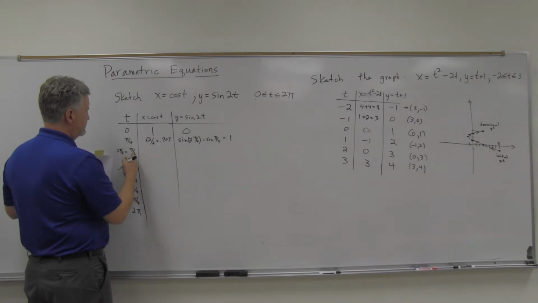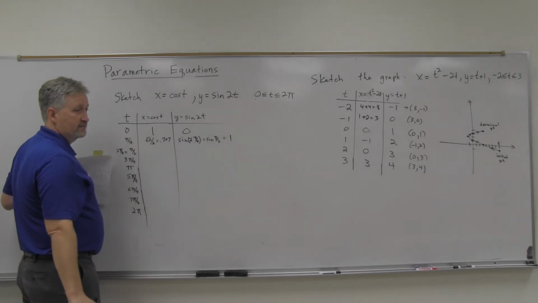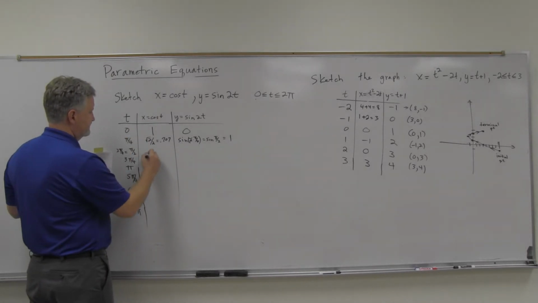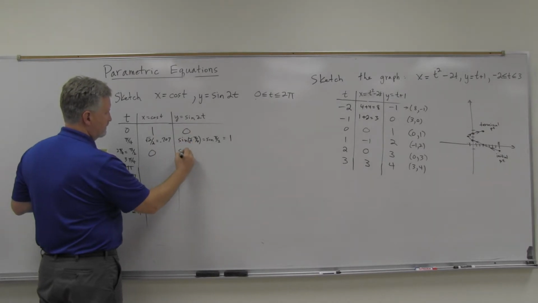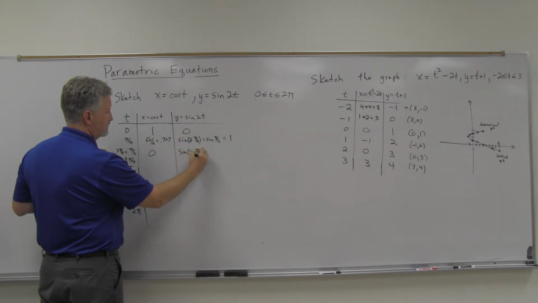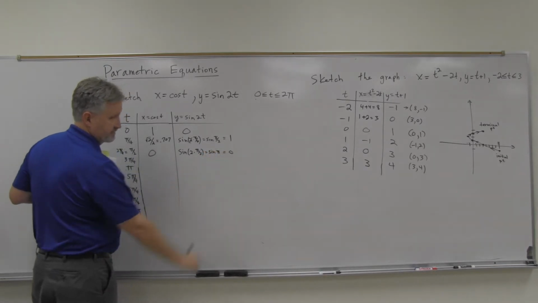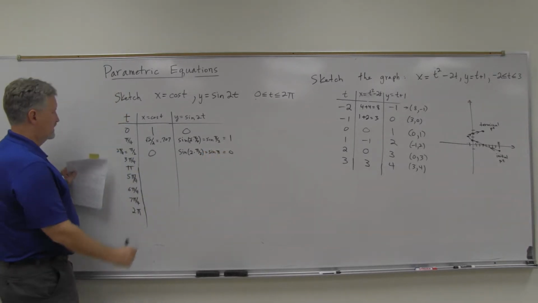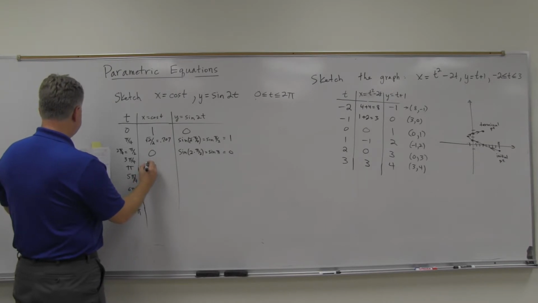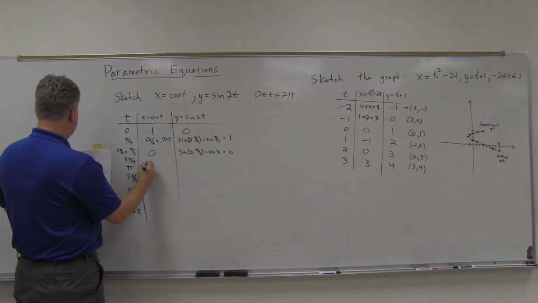All right, so the next one's t equals pi over 2. Cosine of pi over 2, that's 0. Sine of 2 times pi over 2, that would be sine of pi, which is back to 0. And then just keep going. To save time, I'll just cut to the chase here. I've got them written down.